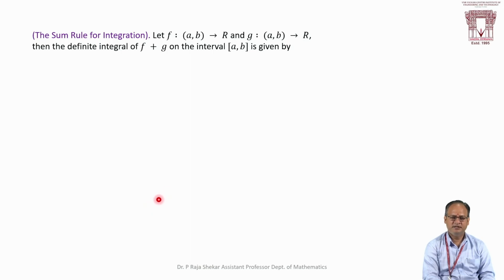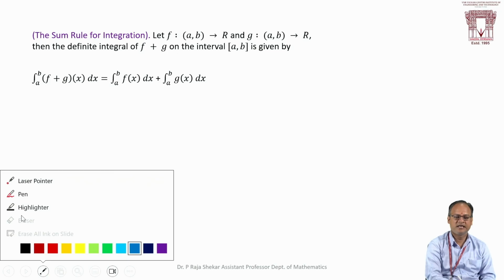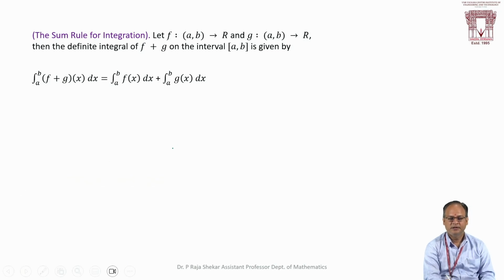One of the popular results that we're going to use in integration is: when we have two functions to integrate, what is the integration of the sum of those two functions? So the integral over a to b of f plus g, or you may write it as f of x plus g of x, is the integration of f of x plus the integration of g of x. So this can be integrated separately between the same limits, and we can sum up.